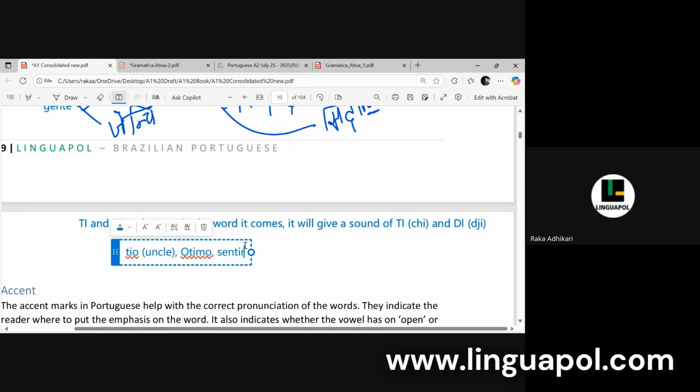Then words like sentir. Sentir means to feel. How will you say this in Brazilian? Sentir. Yes, sentir. Okay. Then this word último. This is actually último in European, but in Brazilian it will sound like último, means last. Ultimate. Último.